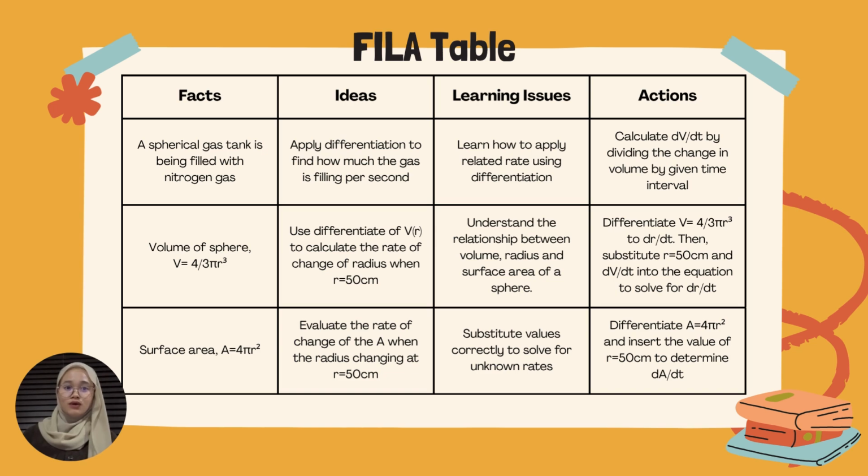So the third one, we know the fact that surface area is A equals 4 pi r to the power of 2. So the idea that we do is evaluate the rate of change of A when the radius changes at r equals 50 cm. The learning issue that we learn is to substitute the volume correctly to solve for the unknown rate. The last one, for the action, we differentiate the surface area and insert the value of r equals 50 cm to determine dA over dt.